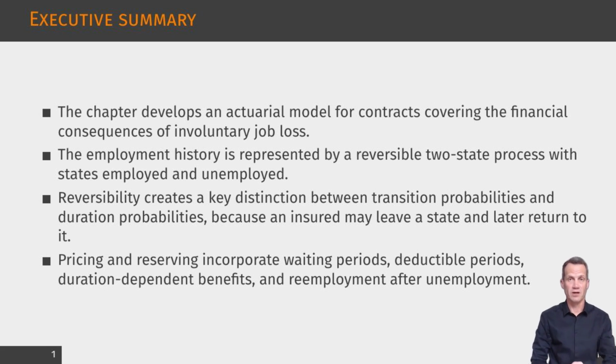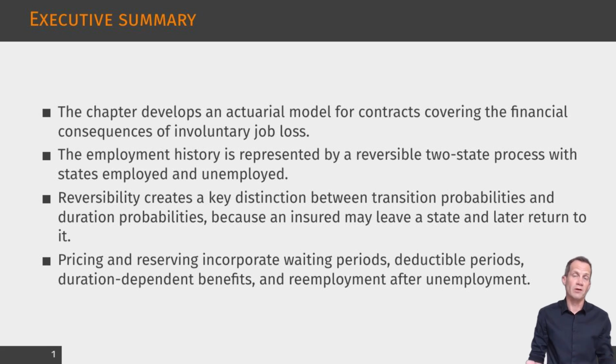Unlike mortality insurance, the insured event is not final. The employment history is represented by a 2-state process with an employed state and an unemployed state, and transitions are possible in both directions. This reversibility is the central technical feature of the chapter. A person who is unemployed today may return to employment later, and a person who is employed today may become unemployed later. As a consequence, it is no longer sufficient to know the state occupied at 2 dates. One must also know whether the insured has remained continuously in that state, especially when benefits depend on unemployment duration. This explains the distinction between transition probabilities and duration probabilities.